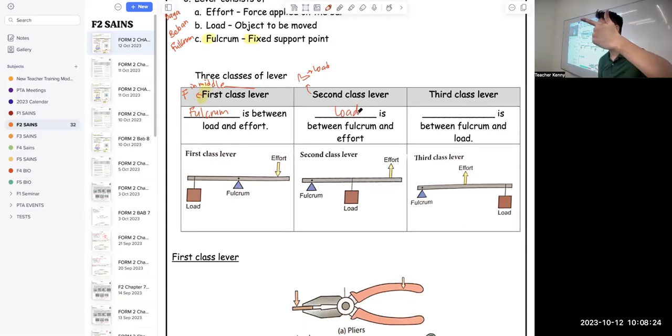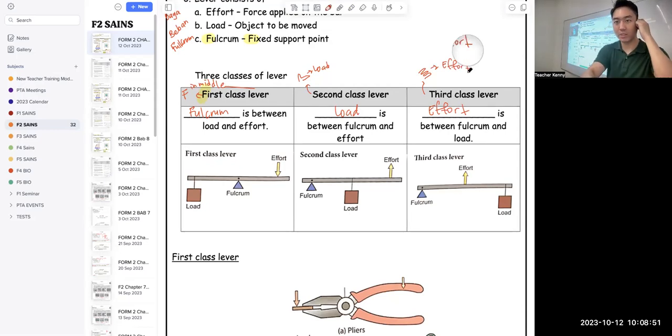Third class, 3. What letter? E. Easy, see that? Right? So, third class lever, how to draw the fingers? 1, 2, 3. 3 fingers, all right? So, 3 fingers, your effort is in the middle. Easy to remember. Small little paper for your effort. It's in the middle.